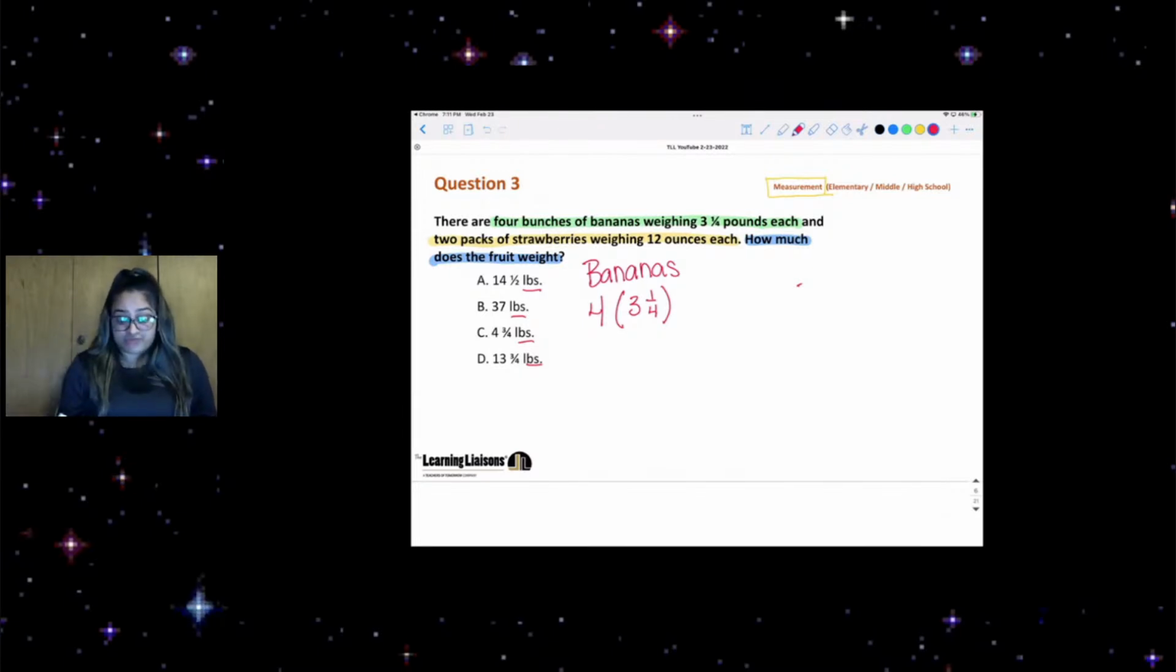I'm going to change it into an improper fraction, multiply, get an answer. It will all give you 52/4. My improper fraction here would be 4 times 3 is 12, plus 1 is 13/4. 13/4 times 4/1 will give you 52/4. That, in turn, will actually give me 13 pounds even. Those are my bananas. Okay, now what do I know about my strawberries?